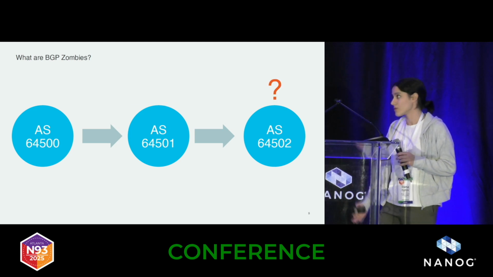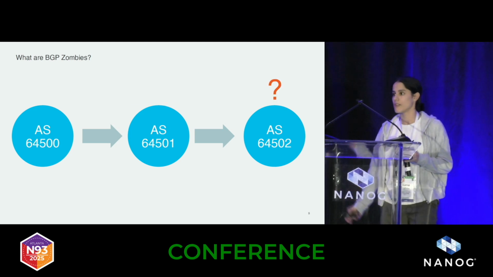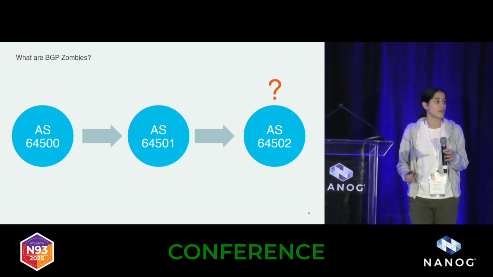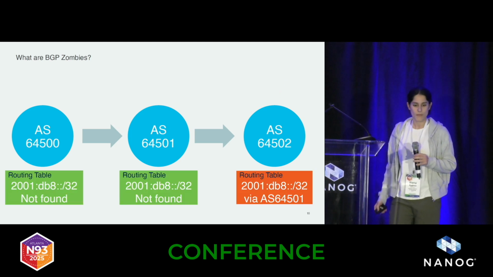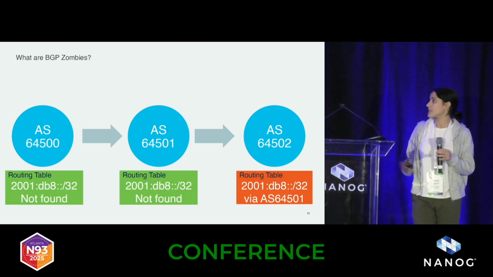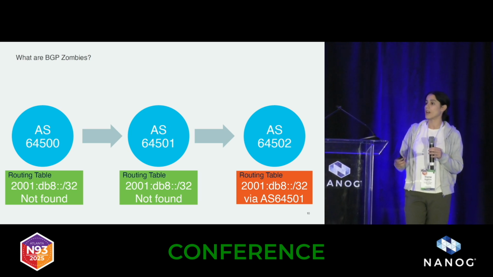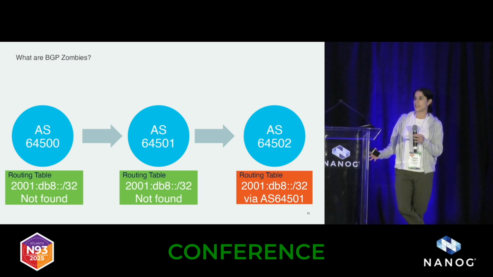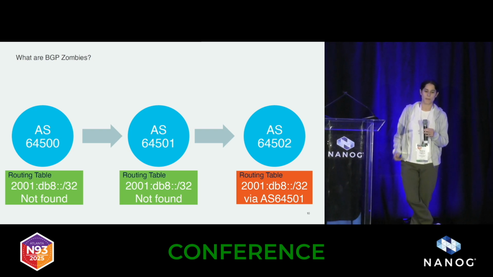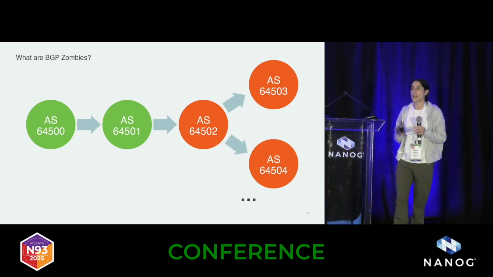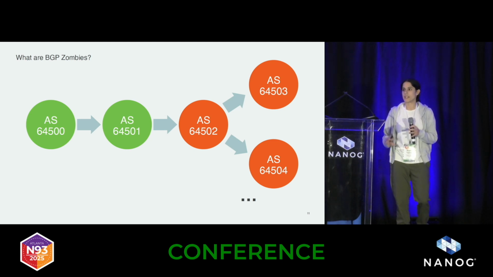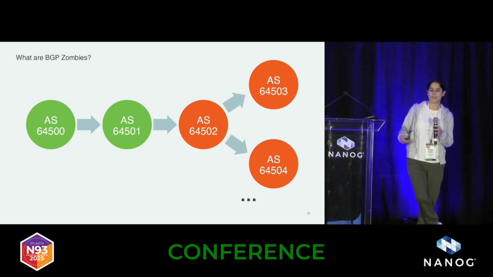But the problem occurs when this withdrawal message gets lost. And this could happen due to various reasons. It could be network issues or software bugs on either side. But this inevitably will lead to a routing inconsistency. For example, here, the first two ASs have correctly removed the entry from the routing tables, but the third one still thinks that the prefix is reachable. And this can impact multiple ASs, especially if the third AS has downstream ASs, which will never learn about the withdrawn route.